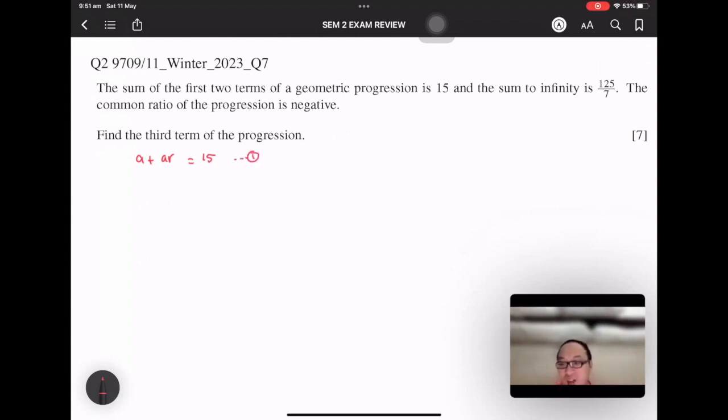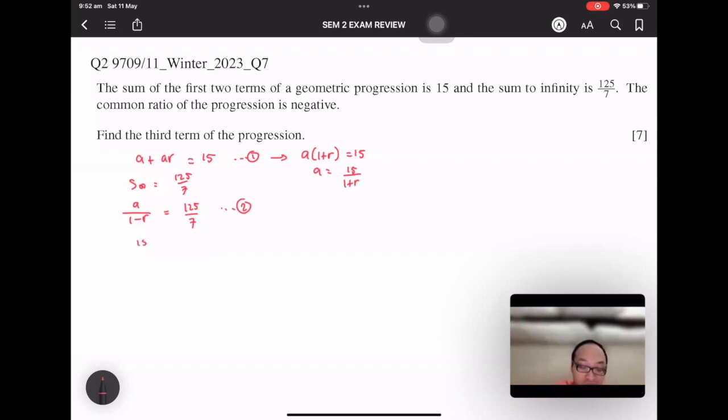Another equation is the sum to infinity. So the sum to infinity equals 125 over 7. What is the sum to infinity? It's A over 1 minus R equals 125 over 7. So we have two equations. Now we can do simultaneous equations. From equation number 1, I can factorize A, 1 plus R equals 15. So A equals 15 over 1 plus R. And I put it in the second equation.